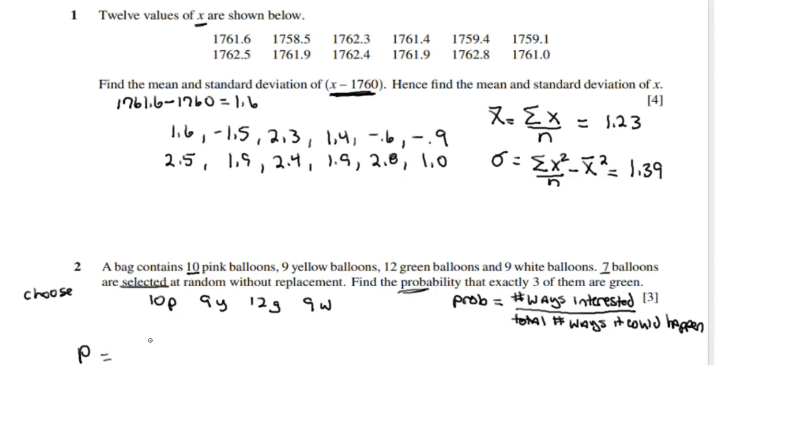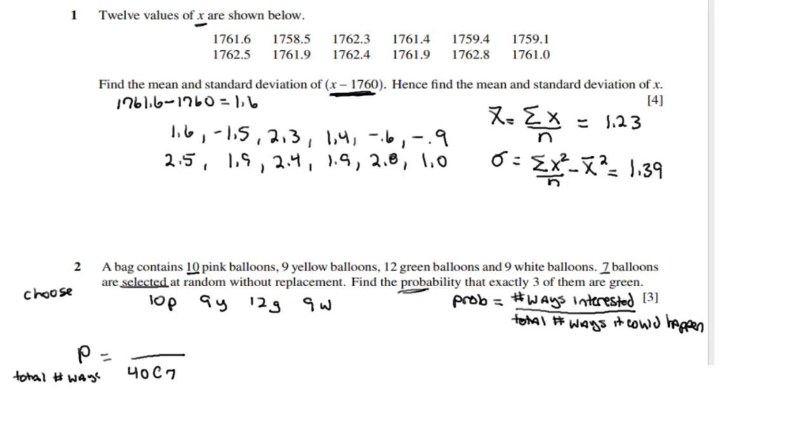Probability. All right, so let's see. We've got 40 balloons, and we're choosing 7. So if I do 40 choose 7, that's going to give me the total number of ways that I could just pick 7 balloons out of 40. And then I need the tops.